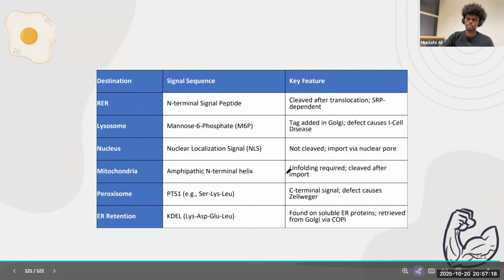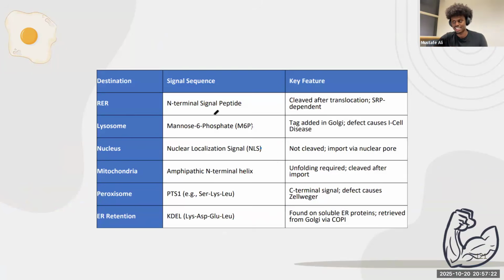All right. Now this table shows everything. All I want you guys to know is the signal sequences that are associated with each protein that heads towards these areas, like PST1, amphipathic N-terminal helix, the NLS, the M6P, the N-terminal signal peptide. Just know if you see one of these sequences, where are they taking the protein? Okay? If it's the N-terminal signal peptide, they're going towards the RER, right? If it's the M6P, it's going towards the lysosome.